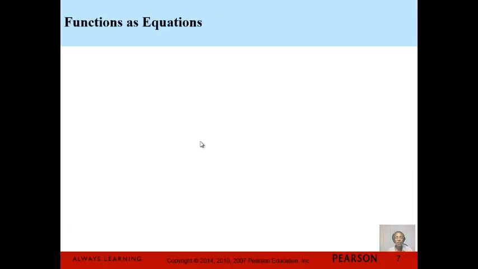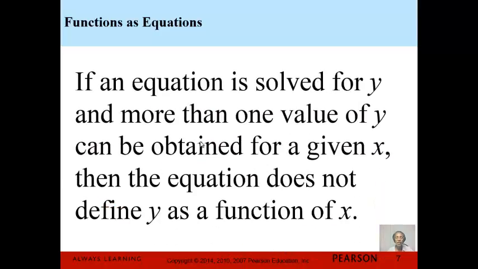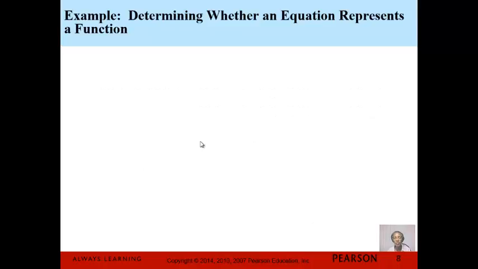Functions can also be given as equations. If an equation is solved for y, and more than one value of y can be obtained for a given x, then the equation does not define y as a function of x. So let's look at an example.